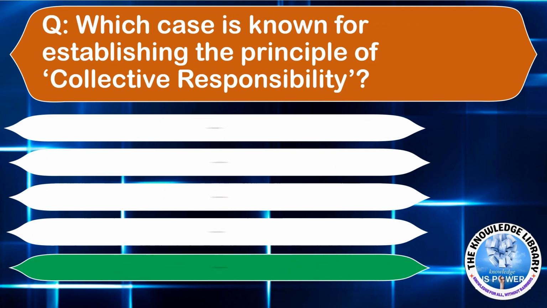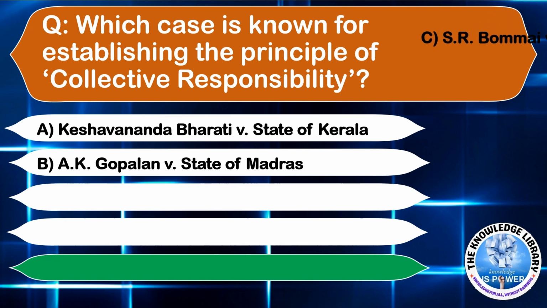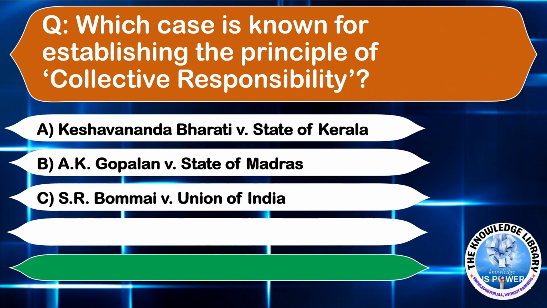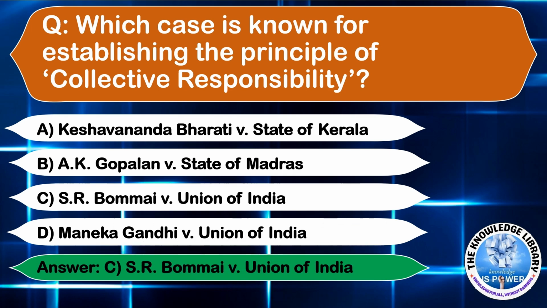The next question is, which case is known for establishing the principle of collective responsibility? Option A, Kesavananda Bharti versus State of Kerala, option B, A.K. Gopalan versus State of Madras, option C, S.R. Bommai versus Union of India, option D, Maneka Gandhi versus Union of India. Correct answer is option C, S.R. Bommai.